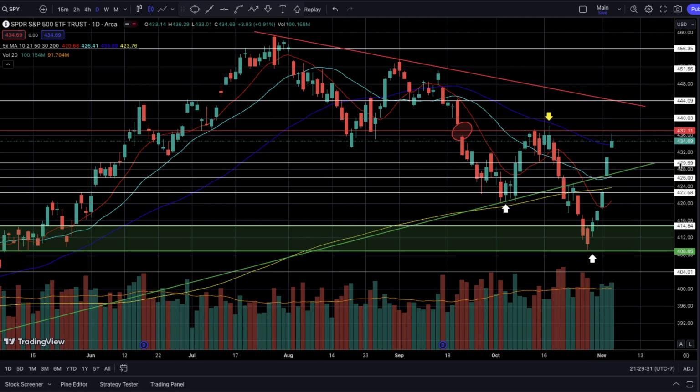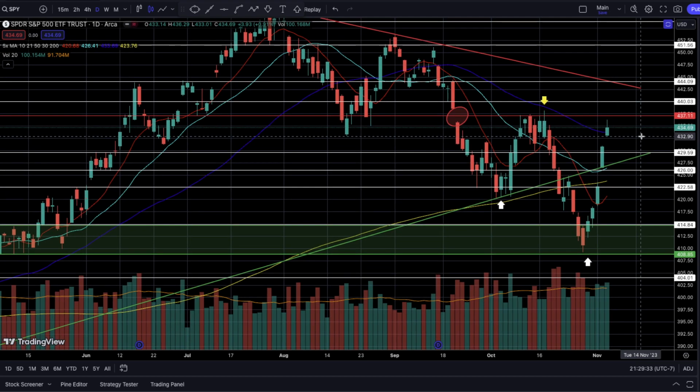Now, let's talk about some levels and what we can expect for the rest of the week. For SPY, we are definitely in dire need of a pullback. We need to let off some steam here because this uptrend is about to become a bit unhealthy if we want to continue to move to the upside.